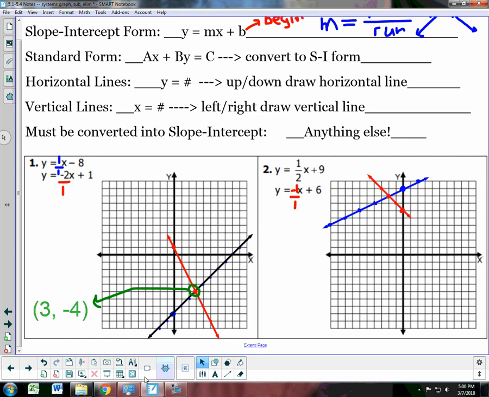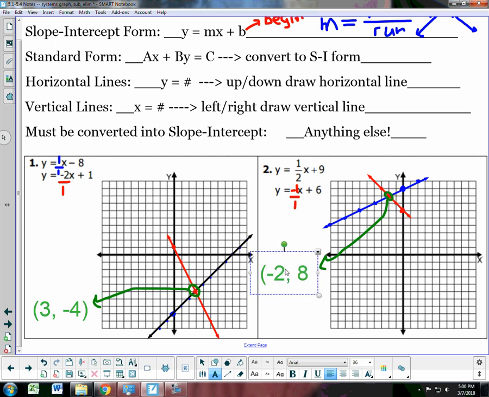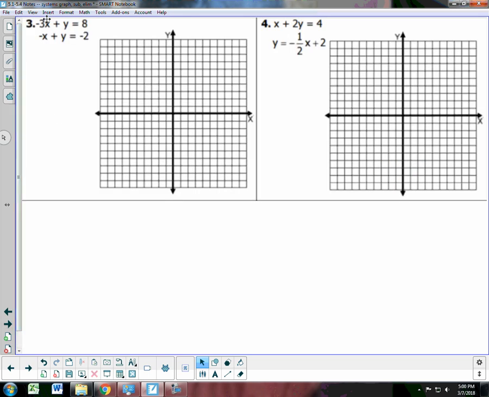There we go. So those cross right here. And the coordinates of that, we've got, what is that, -2, up 8. So that's where those lines cross. That's the solution to the system. All right, so for these ones, we have to do a little converting.